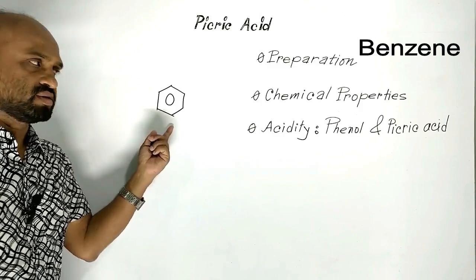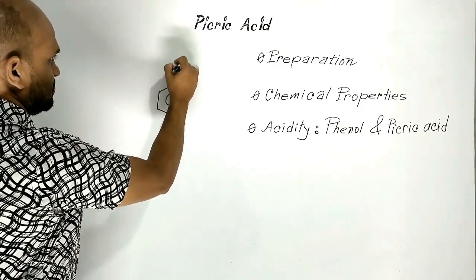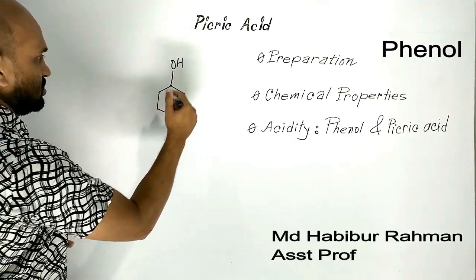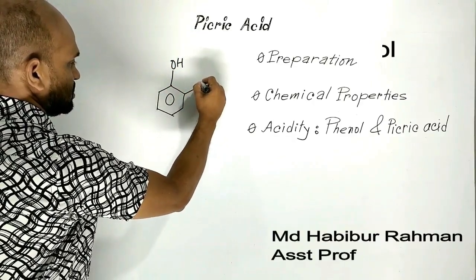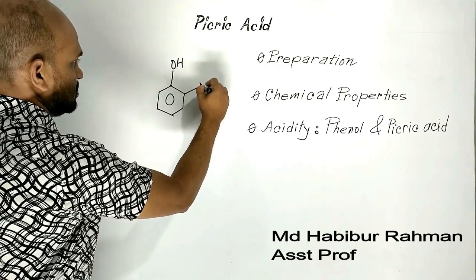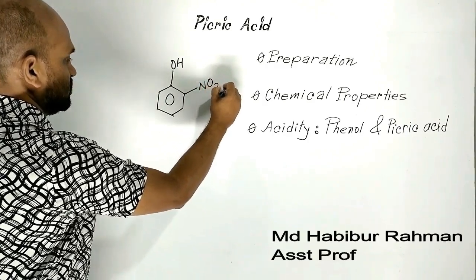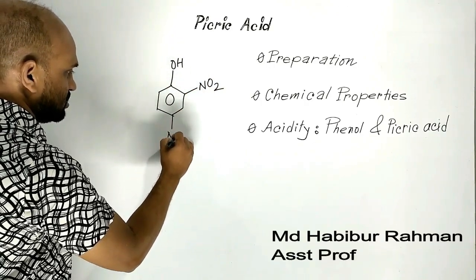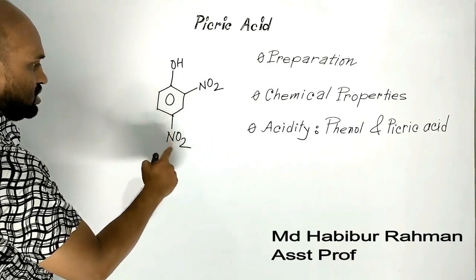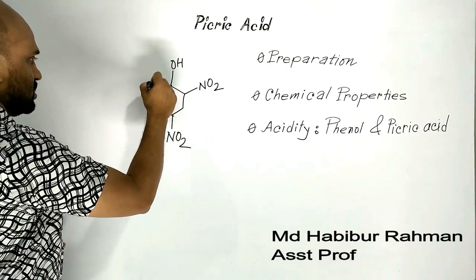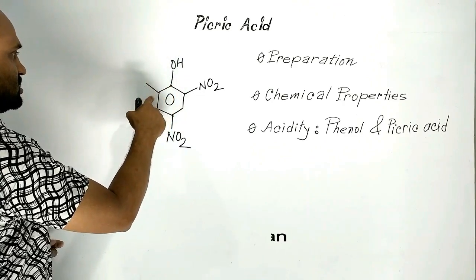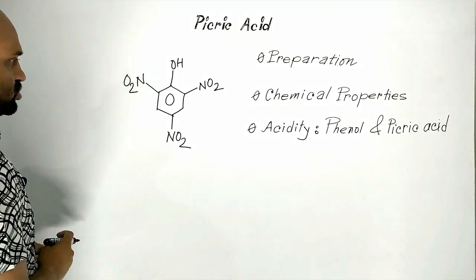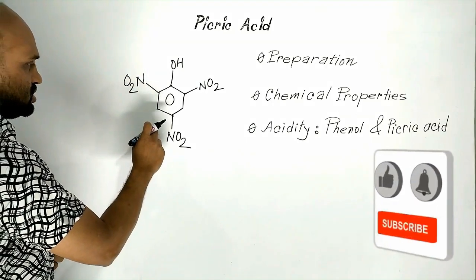This is benzene. Now this is phenol. At the second position, nitro group. At the fourth position, another nitro group. And at the sixth position, another nitro group.